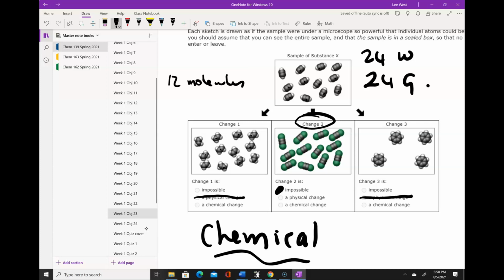And each molecule has 4 whites and 2 greys. And so that would mean that I would have 48 whites and 24 greys. So that immediately tells me that I somehow magically gained another 24 white atoms. And that's just not possible. So that one has to be impossible.